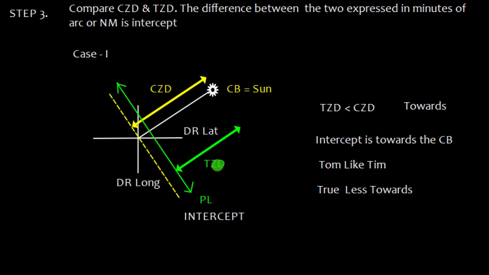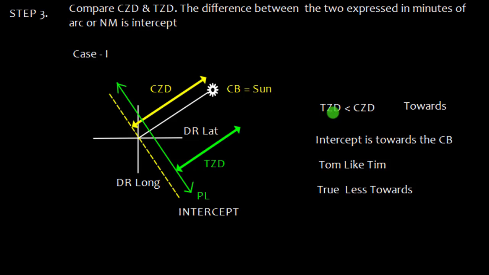Now imagine if the true zenith distance is less than the calculated zenith distance. So this is the true zenith distance and this is less than the calculated zenith distance. That means you are towards the celestial body. So the perpendicular distance to the zenith distance is going to be the position line, which is shown with this green color. So the difference between this green line and this yellow dotted line is nothing but intercept.